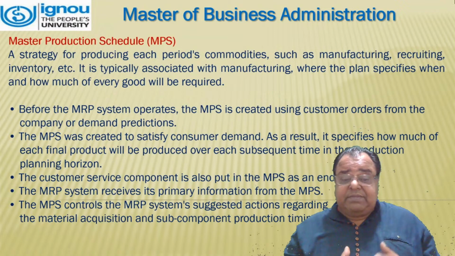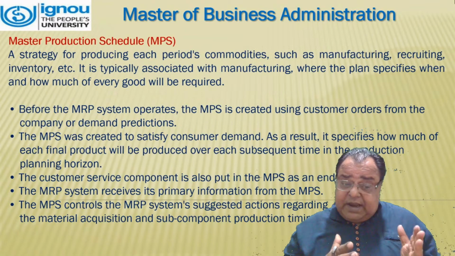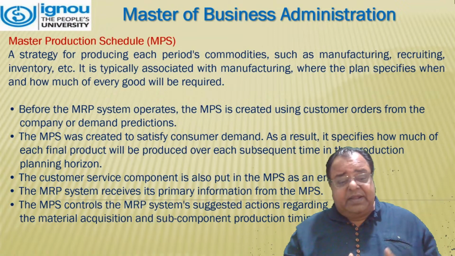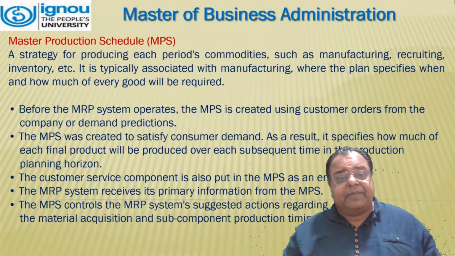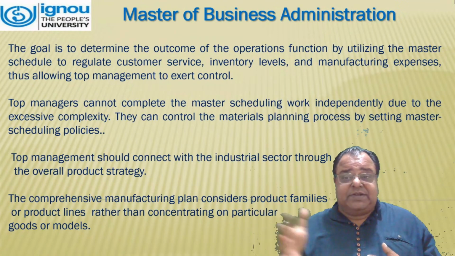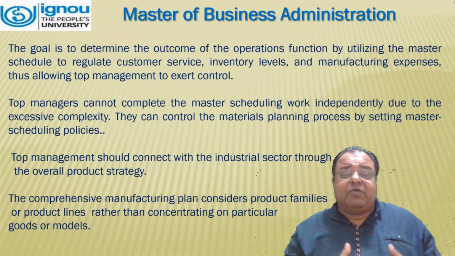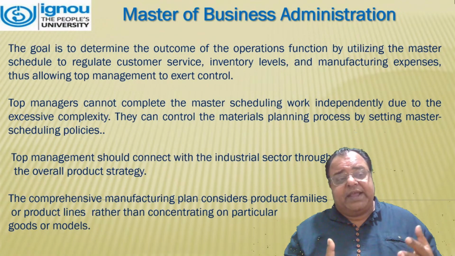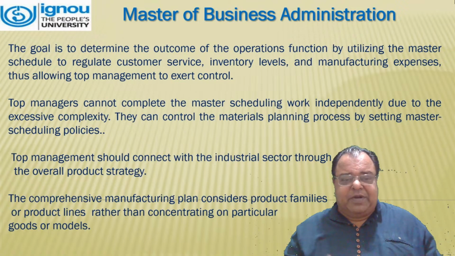The MRP system receives its primary information from the MPS, and the MPS controls the MRP system's suggested actions regarding the material acquisition and subcomponent production timing. The goal is to determine the outcome of the operations function by utilizing the master schedule to regulate customer service, inventory levels, and manufacturing expenses, thus allowing top management to exert control.